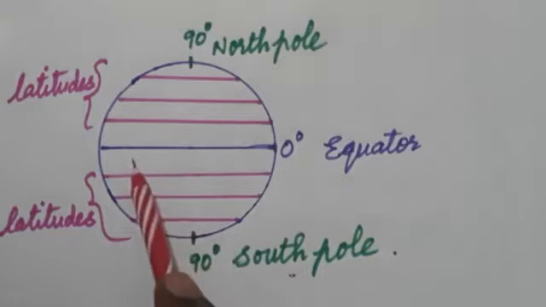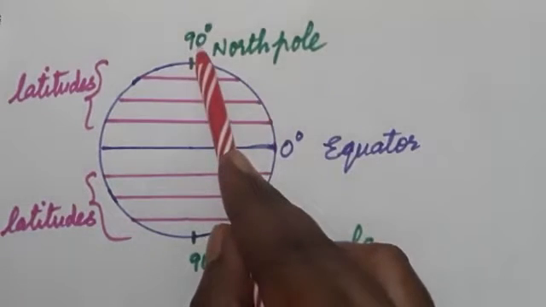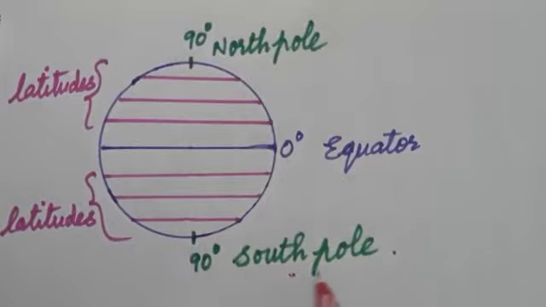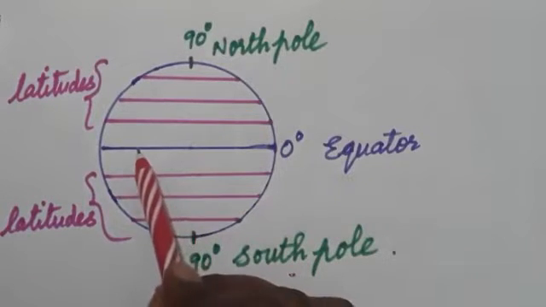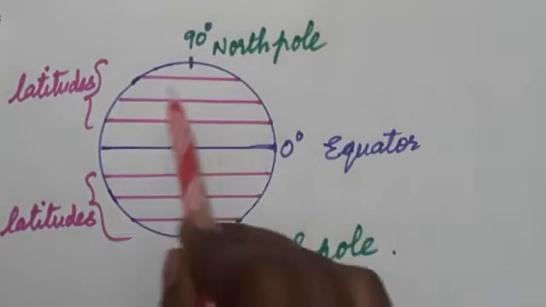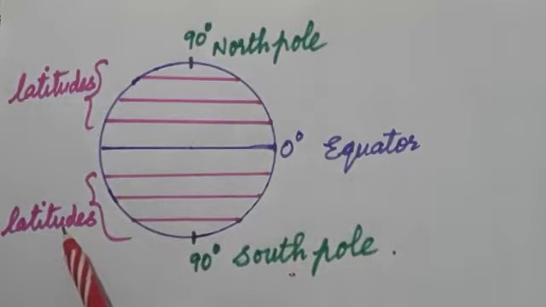As you all know already, at the 0 degree latitude we have equator. And at the 90 degree north we have North Pole. And at the 90 degree south we have South Pole. Okay. This is the equator. The lines parallel to the equator like this are called latitudes. What is it called? Latitudes.